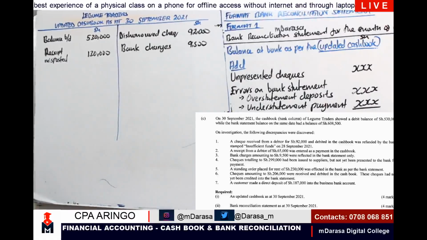Proceed to the next note, note 4. Checks totaling 299,000 had been issued to suppliers but not yet been presented to the bank for payment. So mark that as unpresented checks, which we are going to look at. Then note 5. A standing order placed for rent of 230,000 was effected in the bank as per the bank statement.